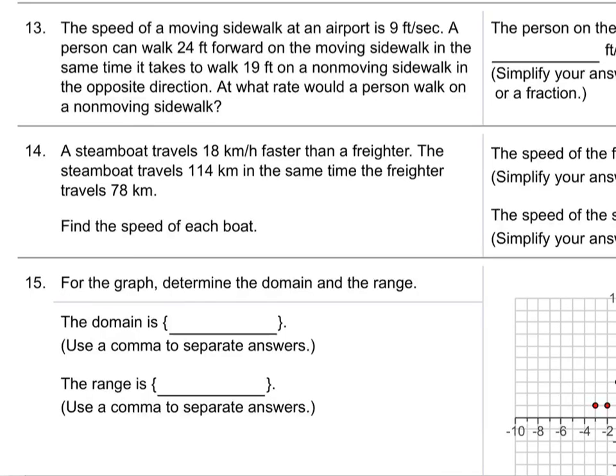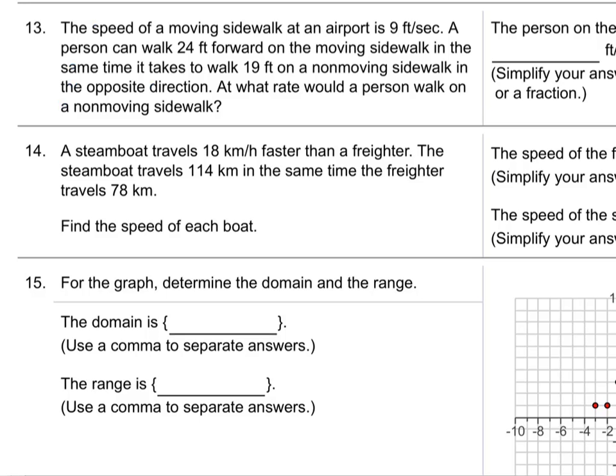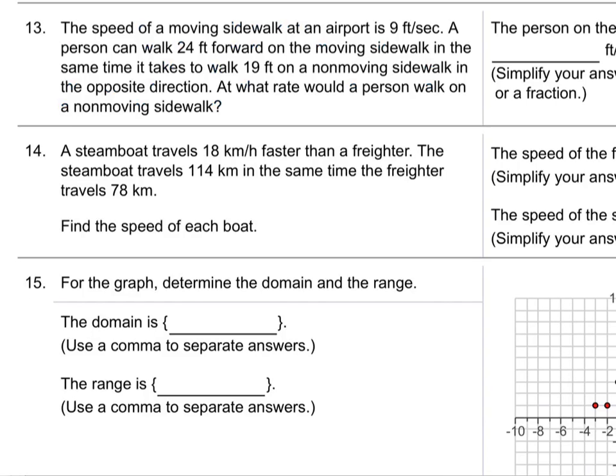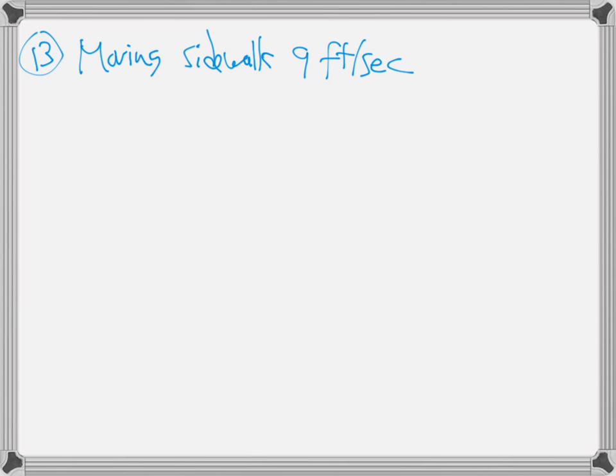That's why. 13. So speed of a moving sidewalk airport, 9 feet per second. Person can walk 24 feet forward. In the same time, 19 feet on the non-moving. Okay, so you know those airports have moving sidewalks. So let's see, what is it? Speed of sidewalk is 9 feet per second. Moving sidewalk is moving at 9 feet every second. Person can walk 24 feet forward.